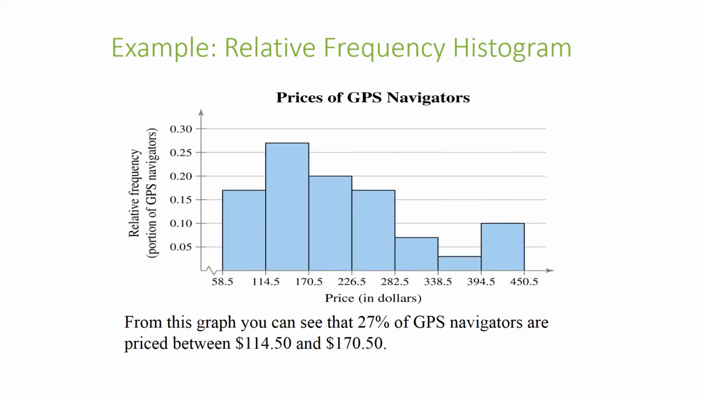A relative frequency histogram is the same, only it has the relative frequency on this axis. So notice these numbers are decimals instead of being whole numbers. And so when you report it like this, you're able to see that between $114 and $170, so this bar right here, we can go up and read and see that about 27% of GPS navigators are in that range.